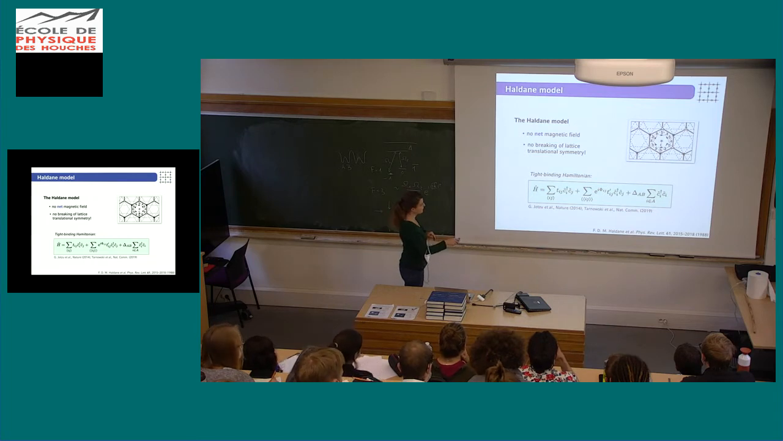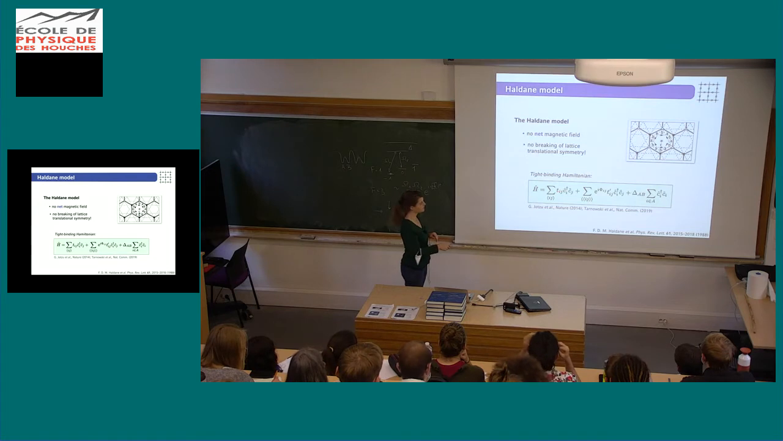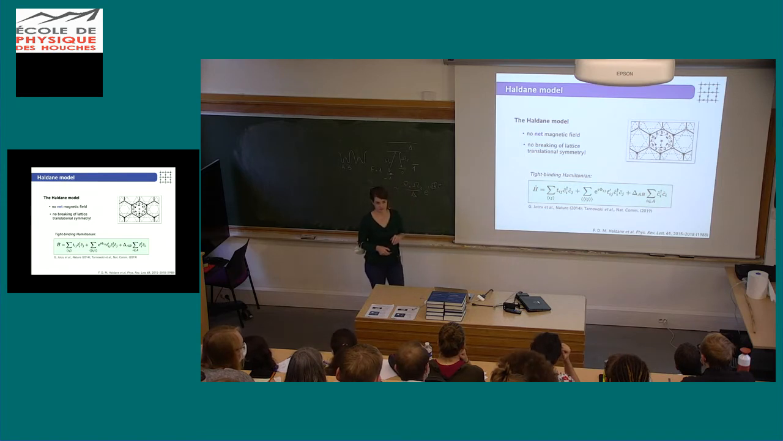So there's a first term, which is just our nearest neighbor coupling with Tij, so that's a real quantity. And then we have complex next nearest neighbor hopping and a potential energy difference between A and B sublattices.